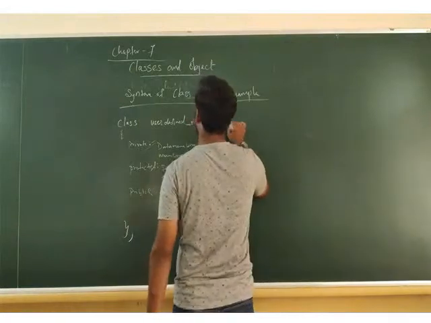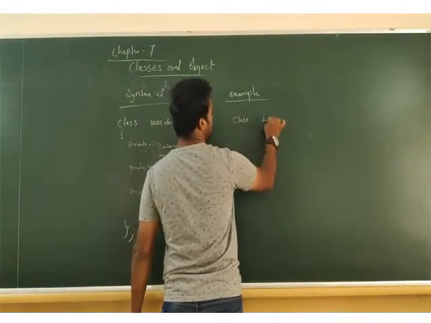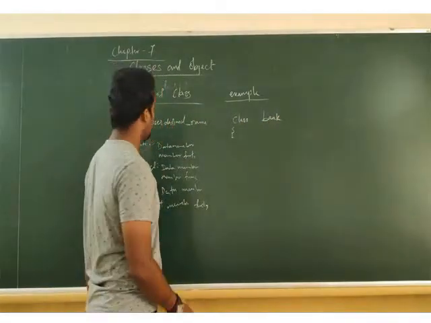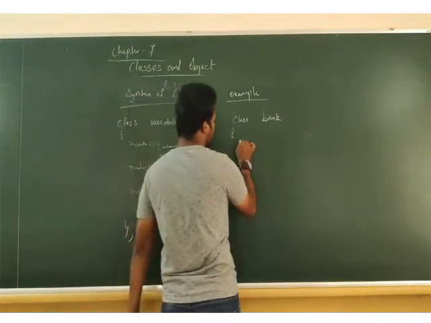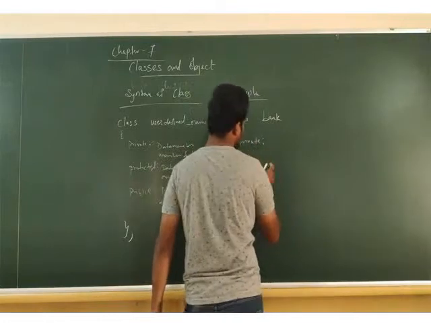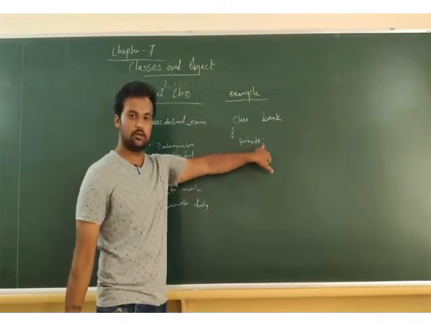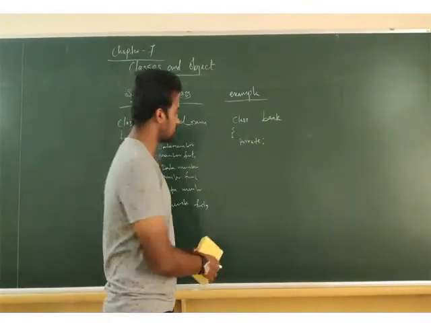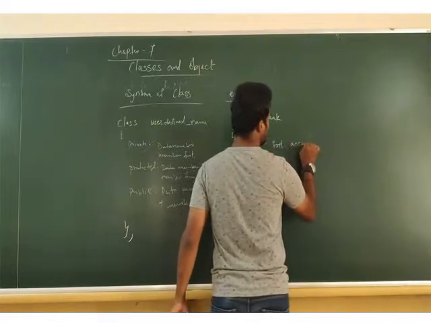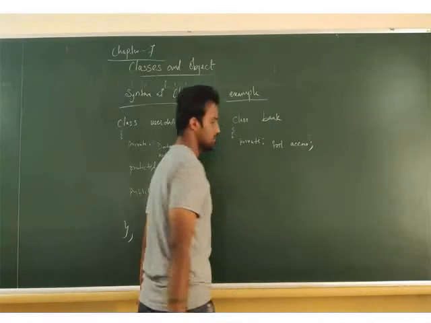See here, class bank. In this class, what are the things I have? Just now I told you, compulsorily we have to give a colon, not a semicolon, a colon: private colon. I have account number, integer account number, semicolon.